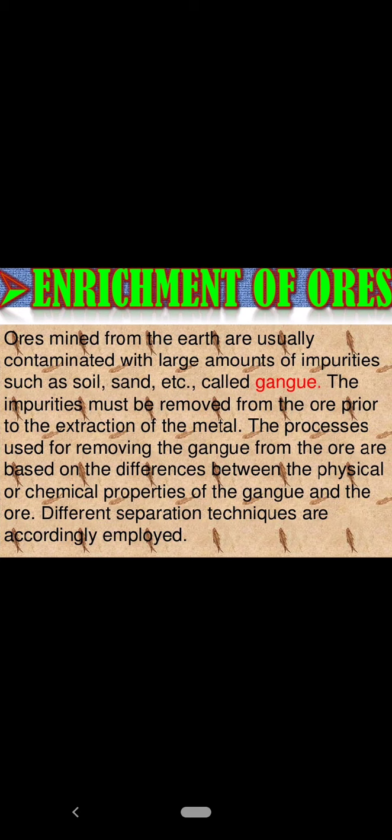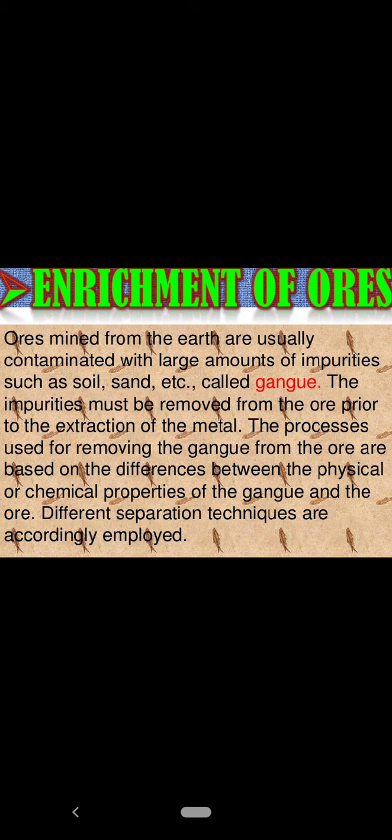Now see, enrichment of ores. Ores mined from the earth are usually very contaminated, means they have a lot of impurities in them, such as soil, sand, etc. We call these impurities gangue. Now see, these impurities we have to remove in order to obtain the pure metal from the ore.